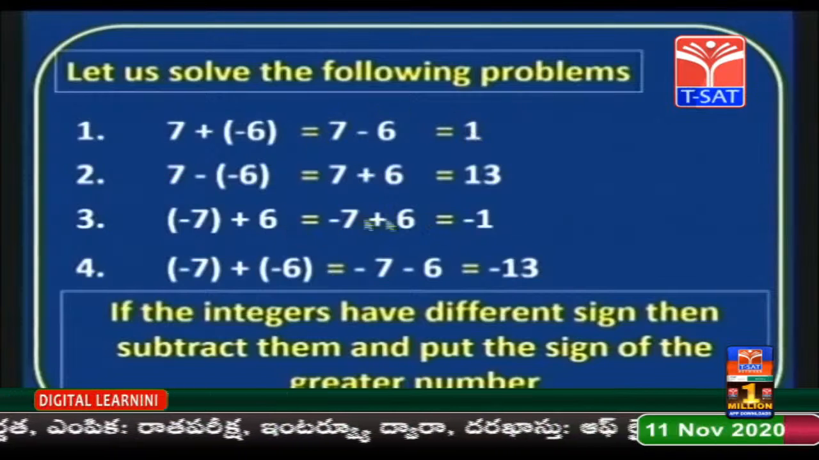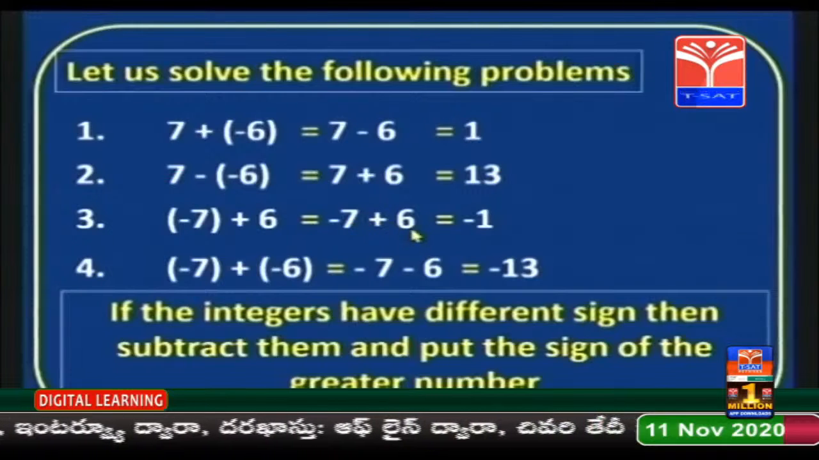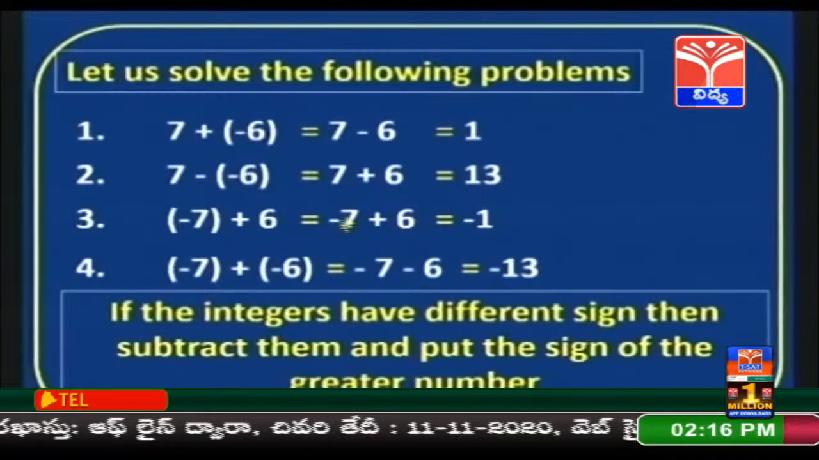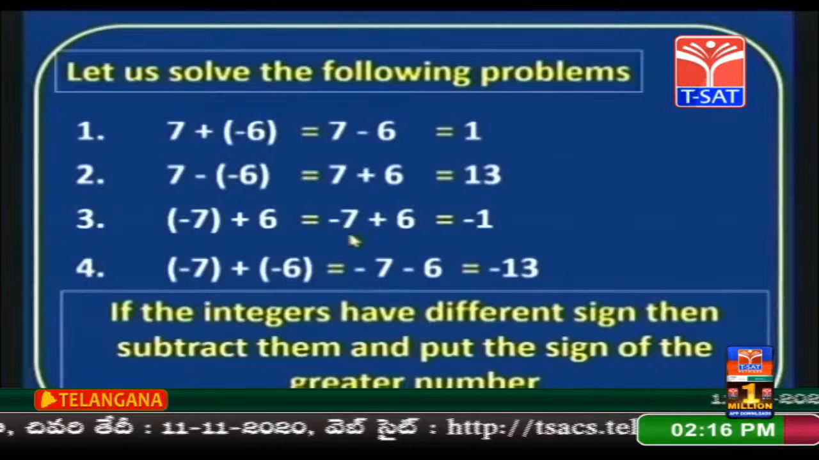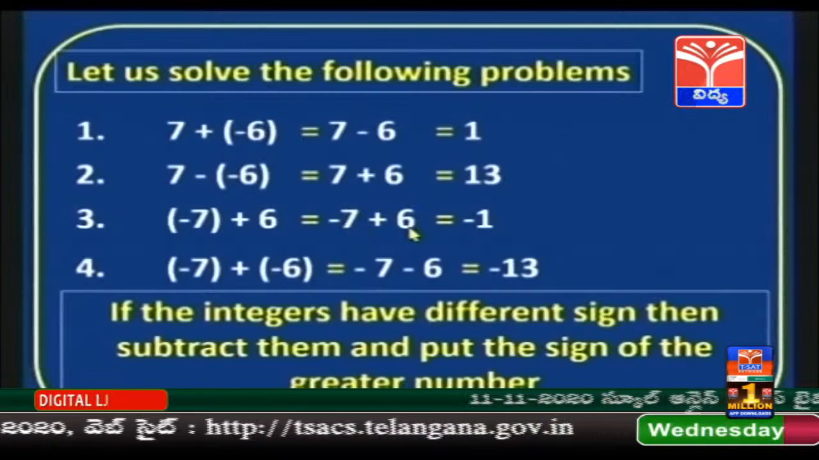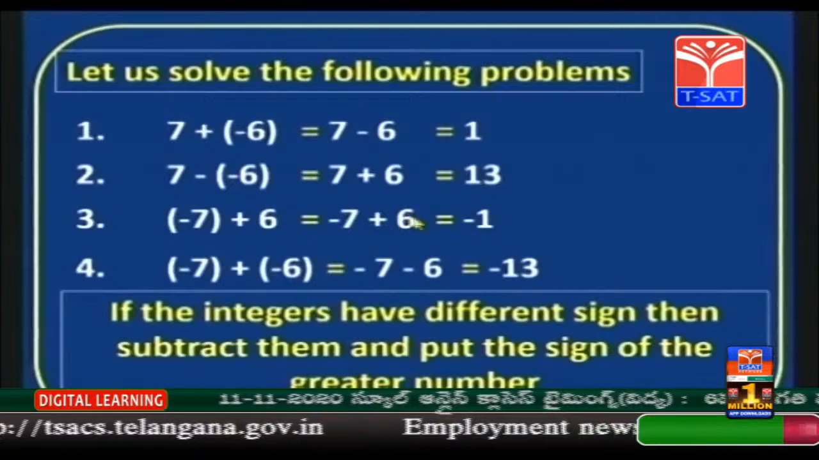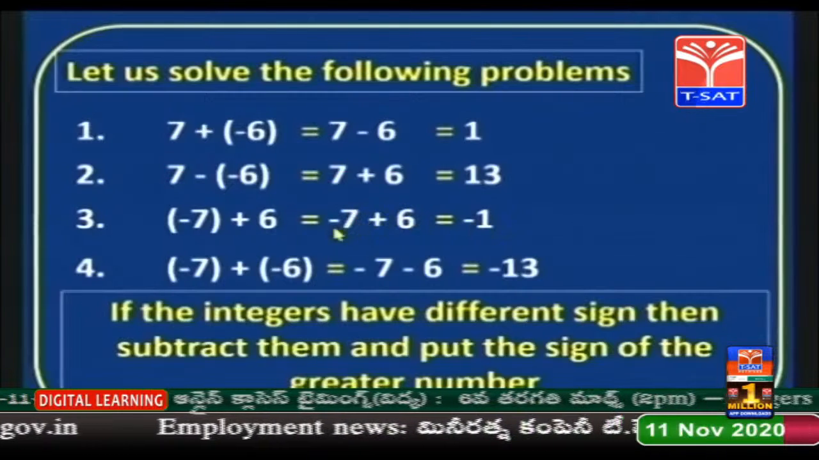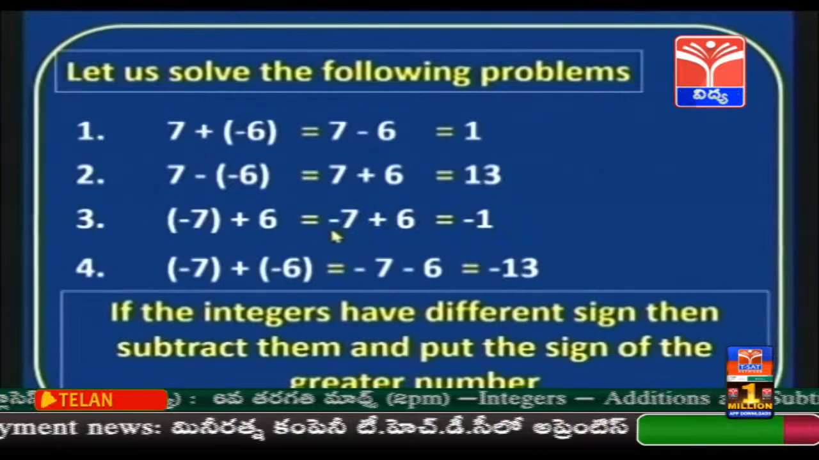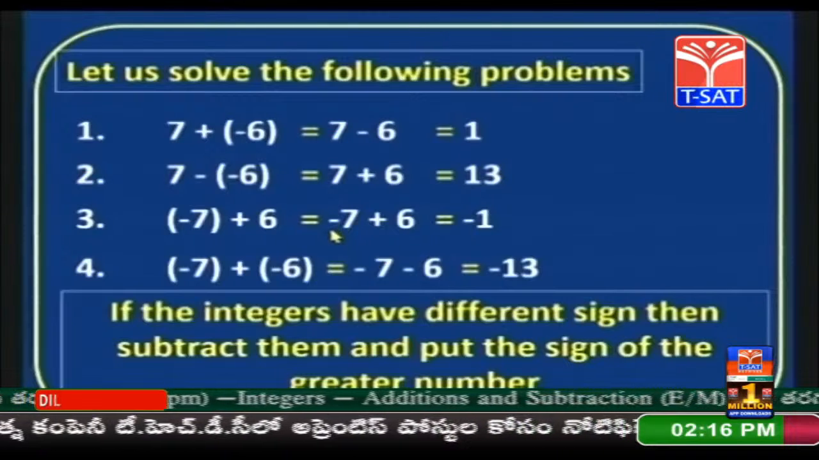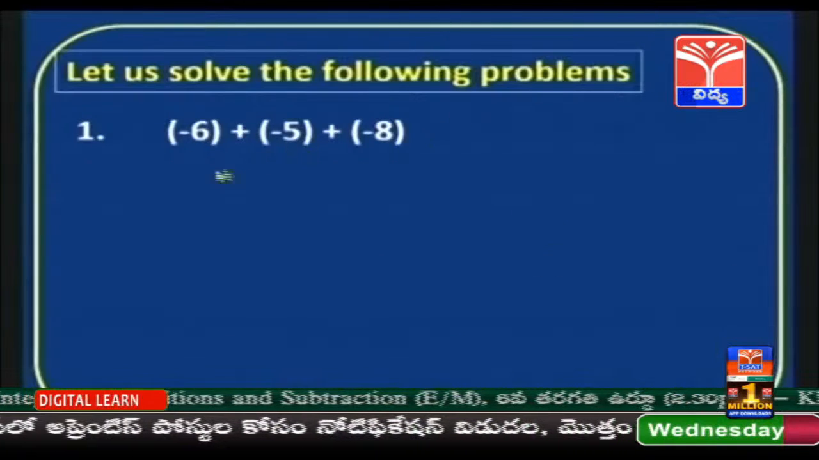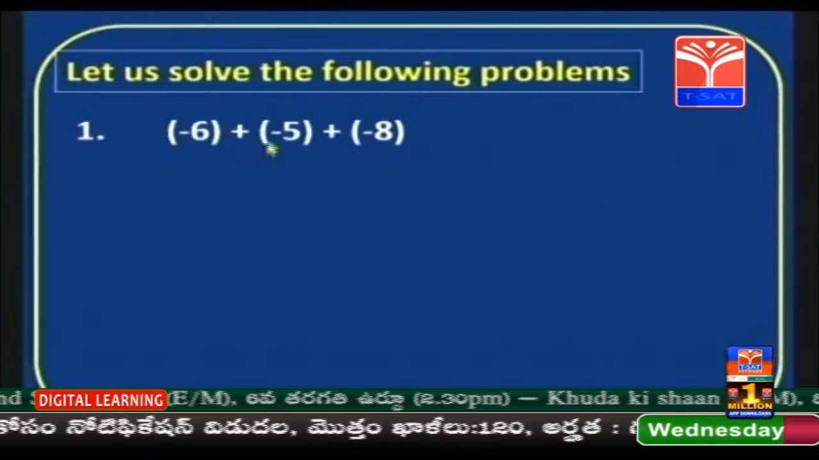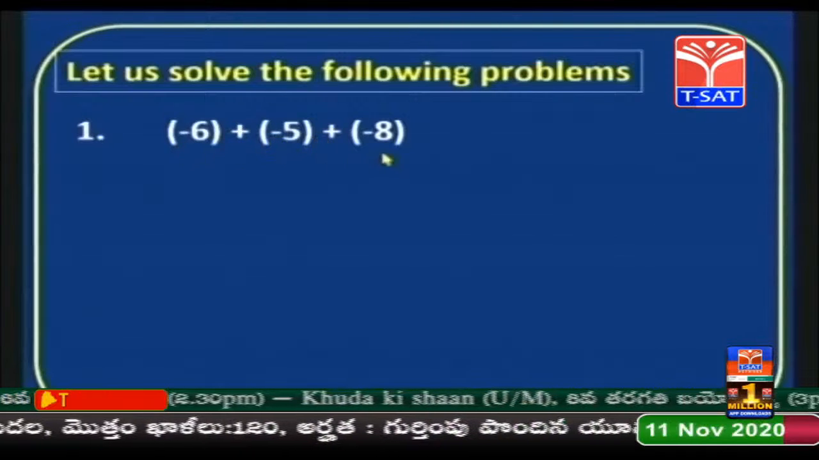Now here you can observe, children, minus 7 plus 6. Both are having different sign. So what we have to do? We have to do subtraction. What is 7 minus 6? 1. But we have to take minus because the greater number is having negative sign. Now let us use this to solve some problems. Children, read the question here. Minus 6 plus of minus 5 plus of minus 8.